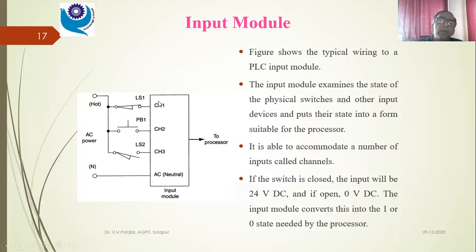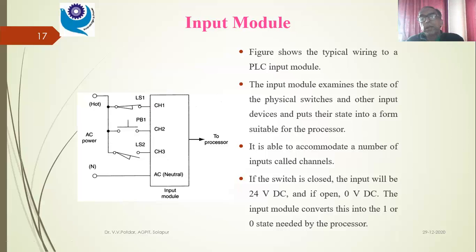Now in this case, I have 3 channels for supply, and then I have input limit switches: limit switch 1, push button 1, limit switch 2, and power supply is given. And this goes to the processor. The figure shows the typical wiring to a PLC input module. The input module examines the state of the physical switches and the other input devices and puts their state into a form suitable for the processor.